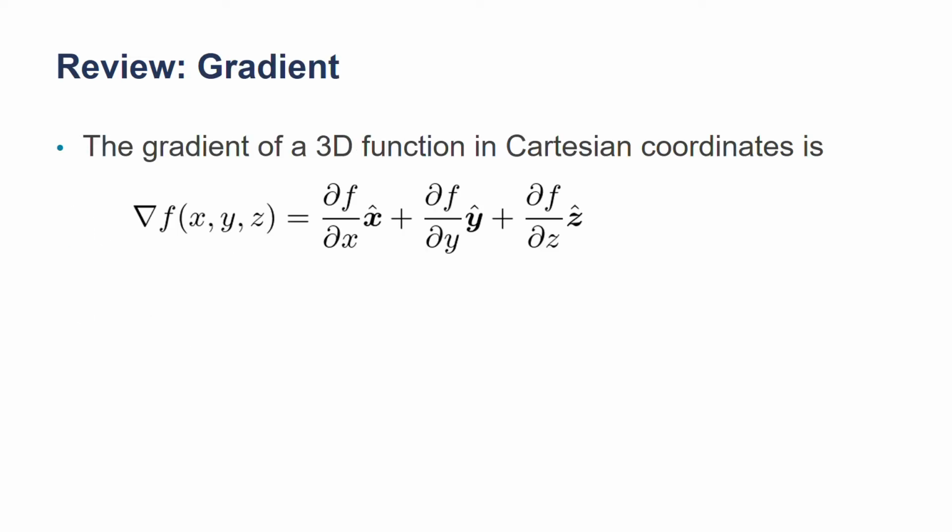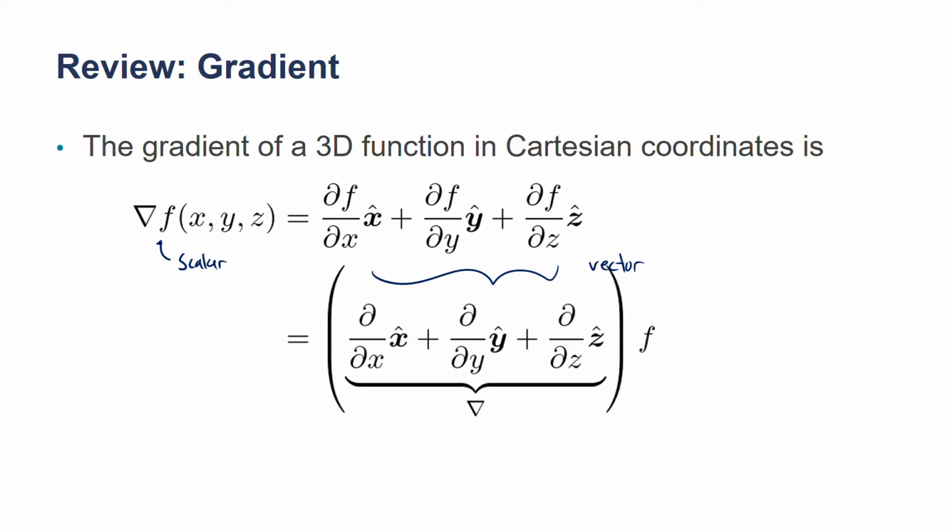So to review, the gradient of a three-dimensional function in Cartesian coordinates is given by this expression, where f is a scalar function of all three spatial variables. So you can see the input here is a scalar, but the output of this gradient operation is a vector. We can factor this expression and pull the derivatives as well as the unit vectors out into parentheses here, and that operation in parentheses can be called the del operation on f. So f would have to be multiplied through for each component in order to lead to the expression above.